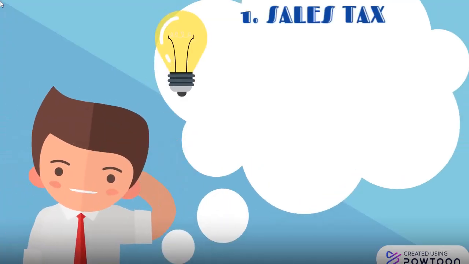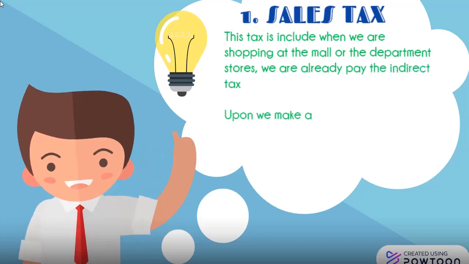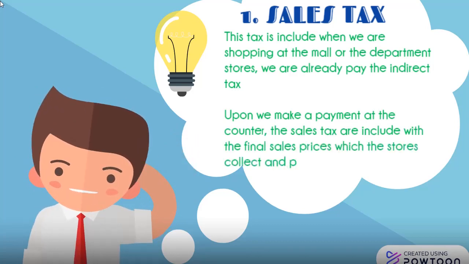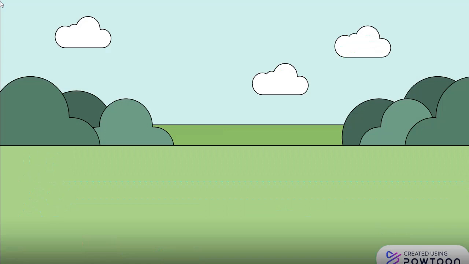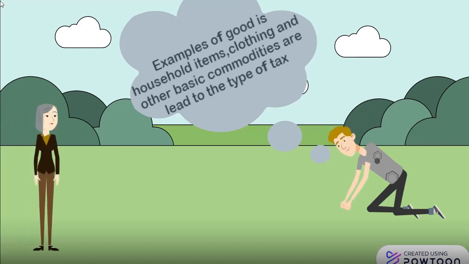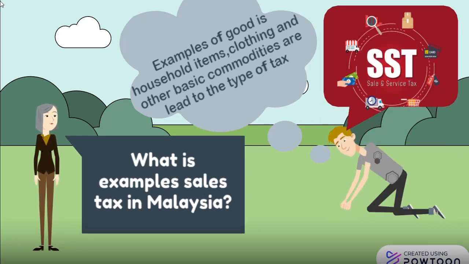Sales tax is the tax included when we are shopping at the mall or the department stores. We have already paid the indirect tax upon making a payment at the counter, as the sales tax is included in the final sales price, which the store collects and pays to the government. Examples of goods are household items, clothing, and other basic commodities, which lead to this type of tax. What is an example of sales tax in Malaysia? SST.